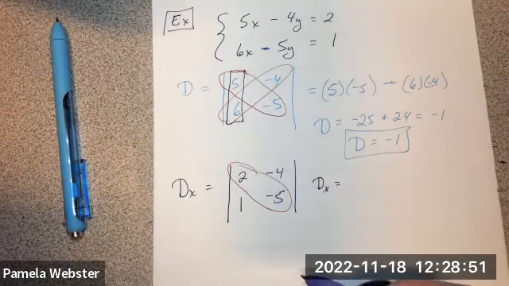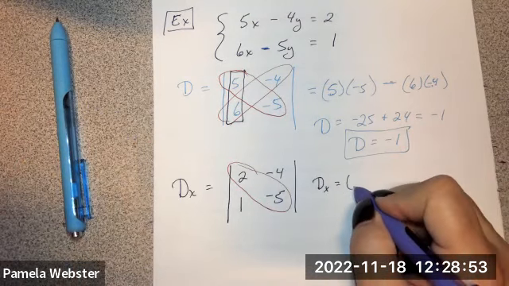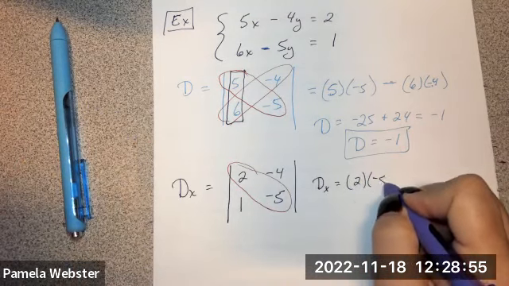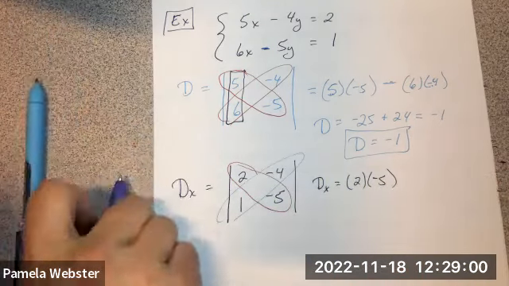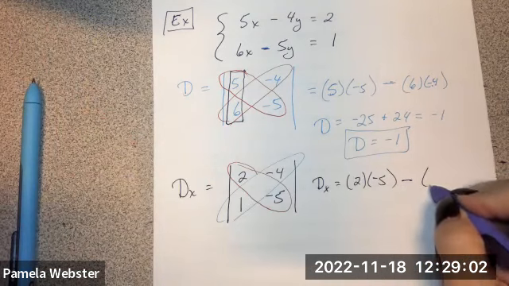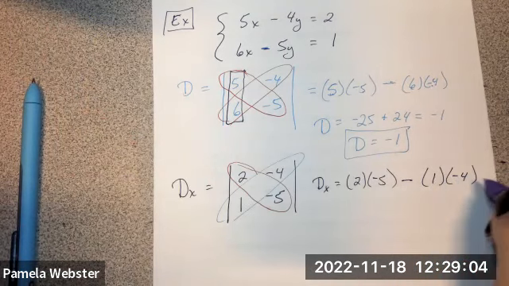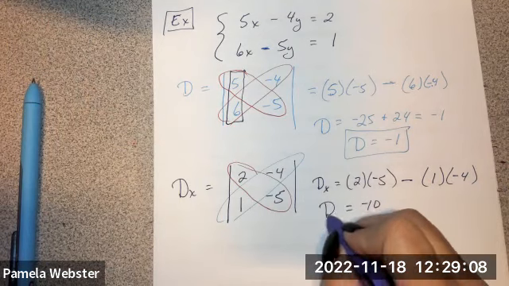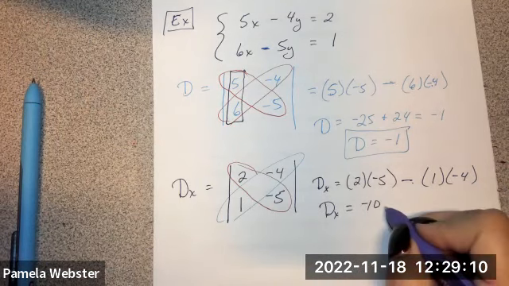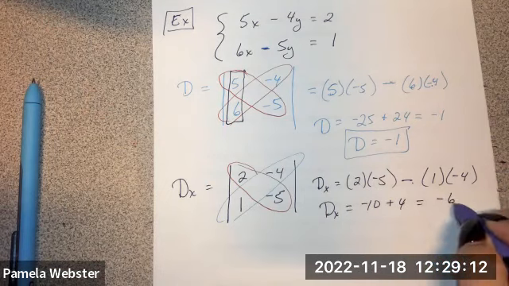And I'll give you the equations, by the way. You won't have to memorize those. 2 times -5 minus, because there's a minus in the formula, minus 1 times -4. And what we get is this is equal to -10. Minus and a minus is a +4, -6.